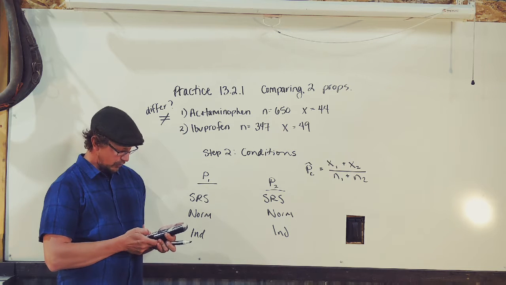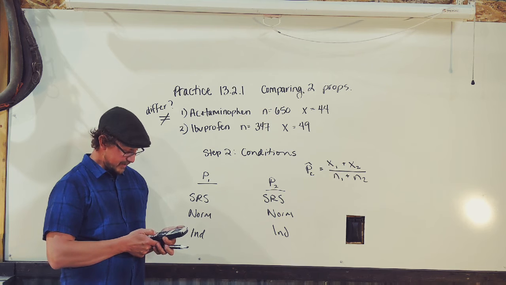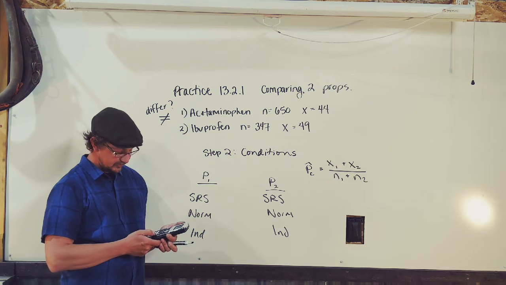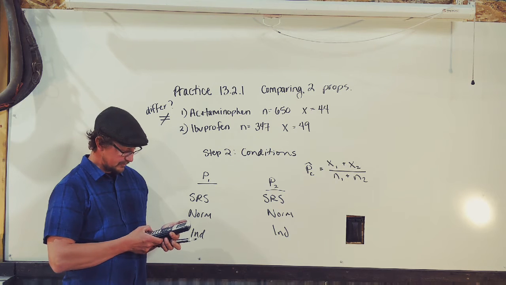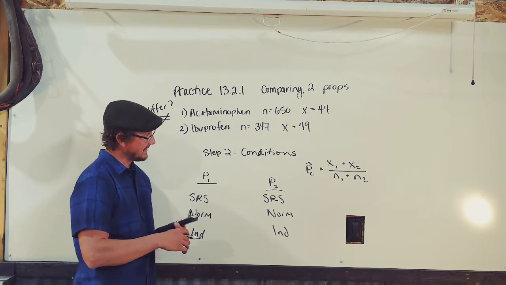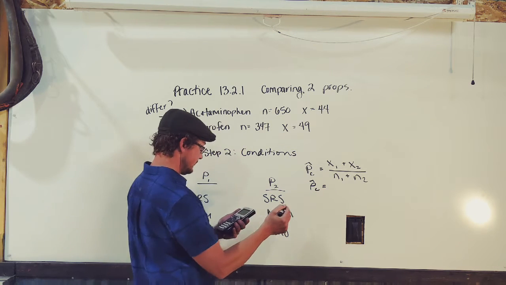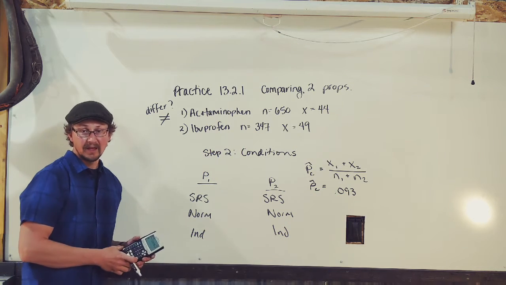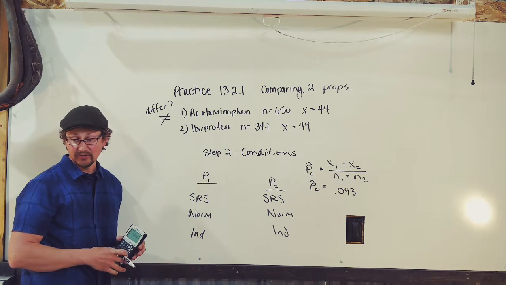So it's just 44 plus 49 divided by, whoops, be careful, order of operations is a bully here. So divided by 650 plus 347. And that gives me a combined proportion of just over 9%, 0.093. So I'm going to use that value when I'm talking about normality for my conditions.